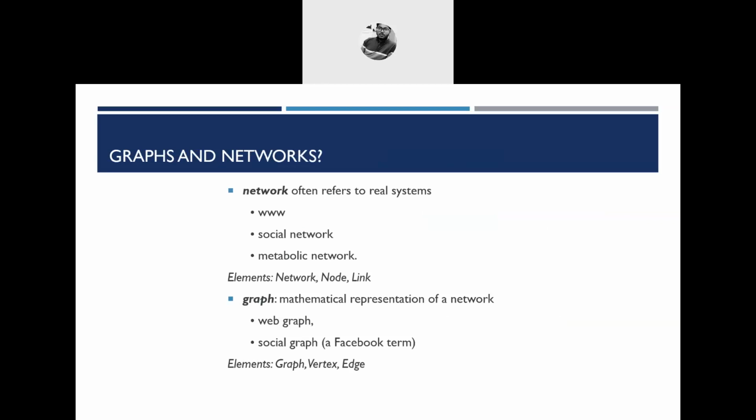The main mathematical elements just have different naming. For a network, we call them nodes: the objects of interest are known as nodes, and the connections between them are known as links. And for graphs, they are known as vertices, or a single vertex, and edges, or an edge.